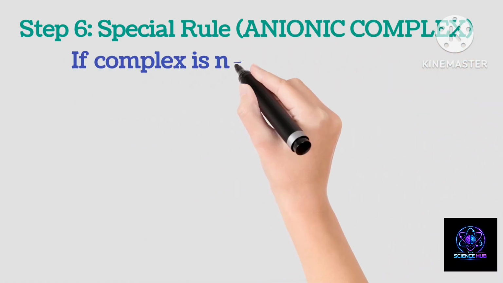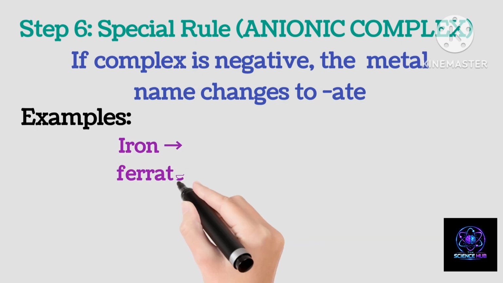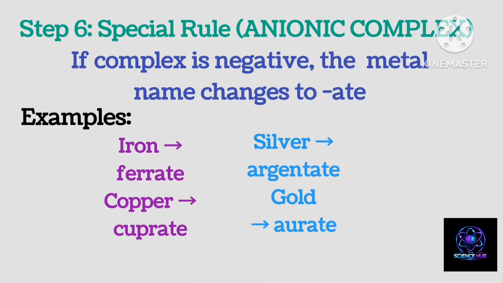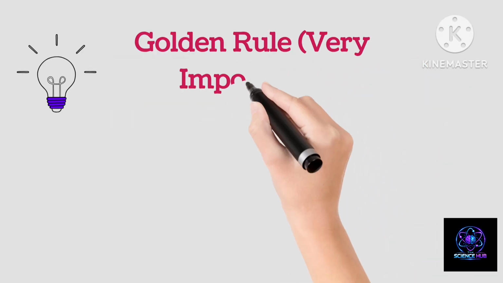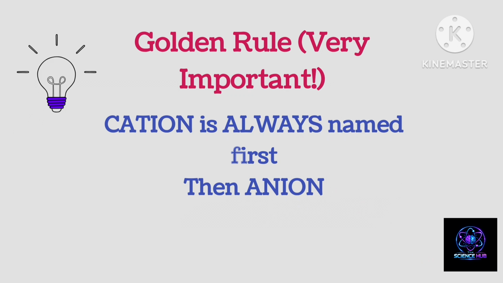Step 6. Special rule. Anionic complex. If the complex is negative, it means that the complex is an anion. Then the metal name changes to end in -ate, for example, iron as ferrate, copper as cuprate, silver as argentate, gold as aurate. Golden rule, very important. Cation is always named first, then anion.